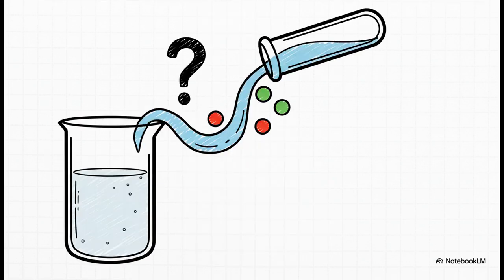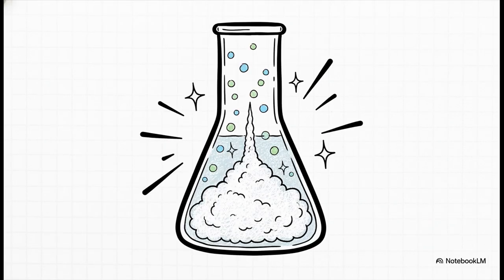Now we're going to introduce our second dancer. We're adding another clear solution, and this one is barium chloride, BaCl2. So, what do you think is going to happen when we mix these two perfectly clear liquids? Any guesses? Whoa, look at that! Instantly, a white solid just appears. It looks like magic, doesn't it? The whole solution turns cloudy.